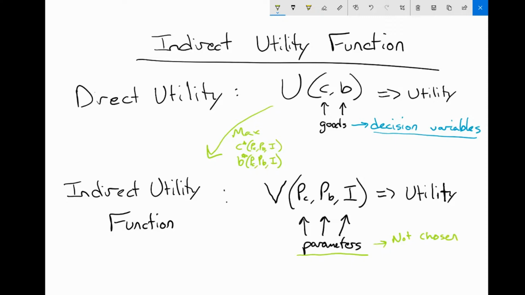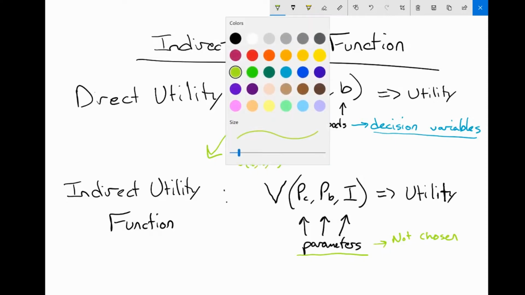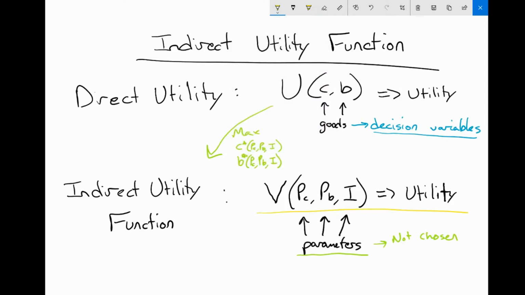So when we maximize the direct utility function, what we're doing is we're looking at the decision variables. We are solving for the optimally chosen decision variables. When we plug those back in, now we have a utility function that is only a function of the parameters. That means this indirect utility function takes the non-chosen parameters. That means we're not choosing our income and we're not choosing the prices. We just take those as a given. So at any given time, I haven't chosen my income. I take it as a given. I don't choose the prices that I face in the market when I go to buy coffee and bagels. I just take those as a given.